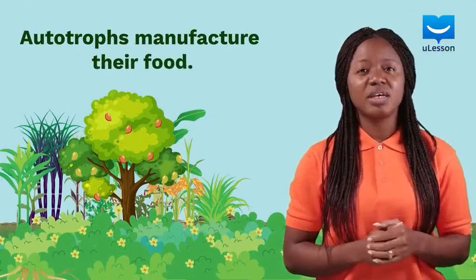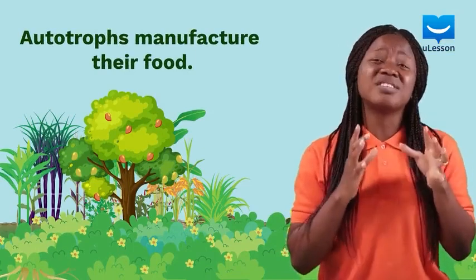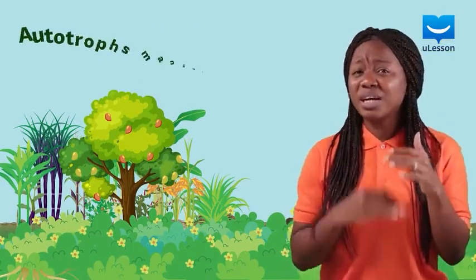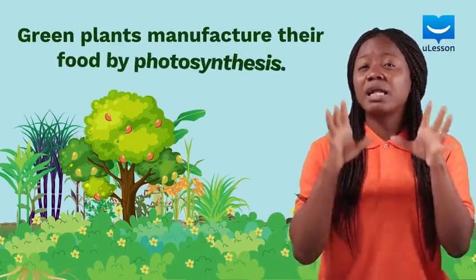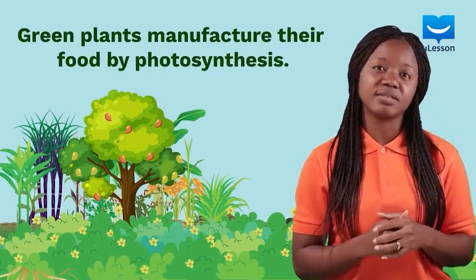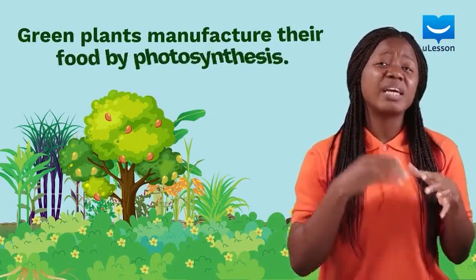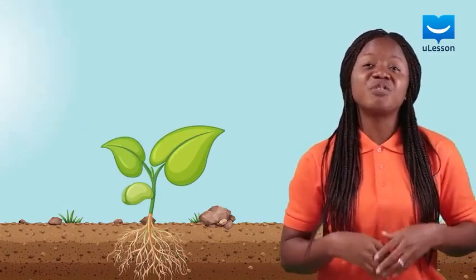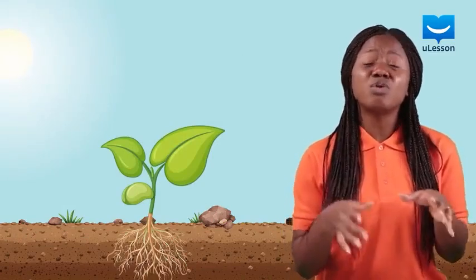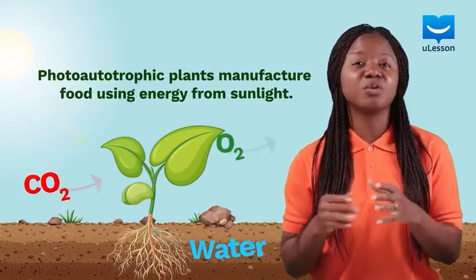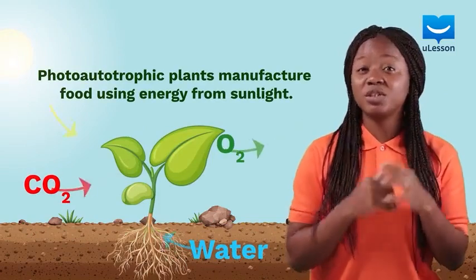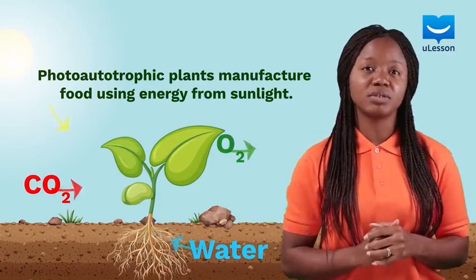We have also discussed what autotrophs are. These are organisms that can manufacture their own food. We mentioned that green plants are autotrophs because they can manufacture their food by photosynthesis. This process, where a green plant uses sunlight to manufacture its own food, is called photoautotrophic mode of nutrition. It is a subdivision of the autotrophic mode of nutrition.